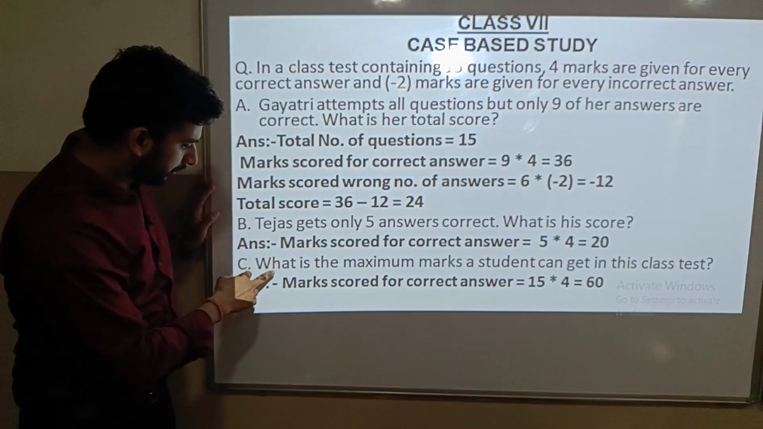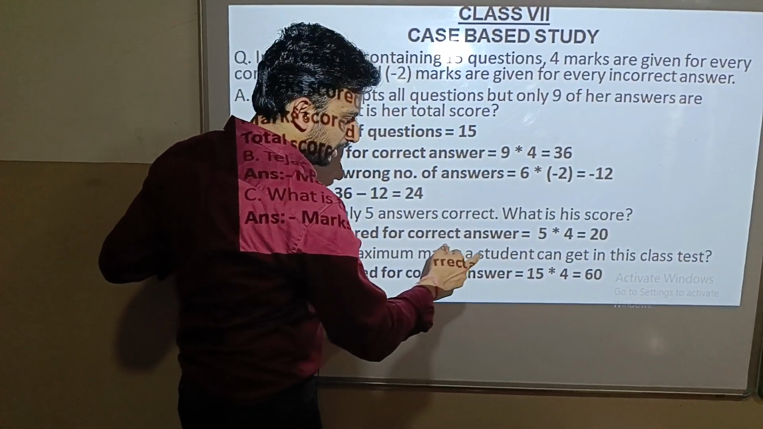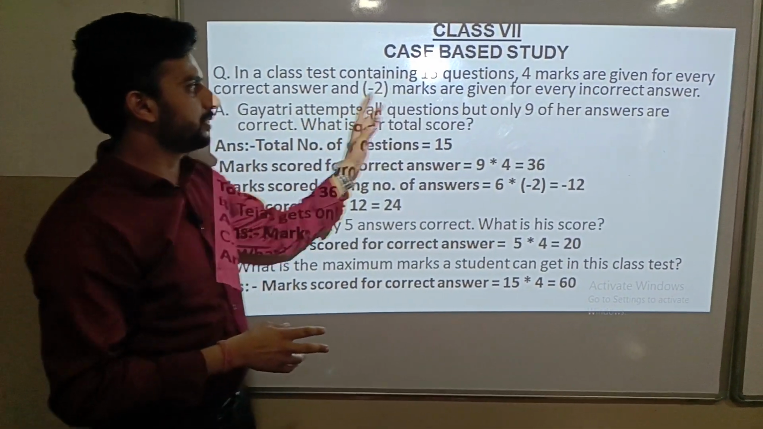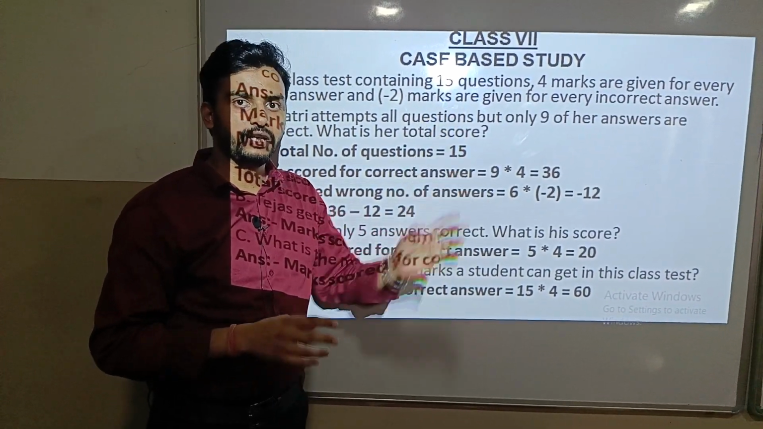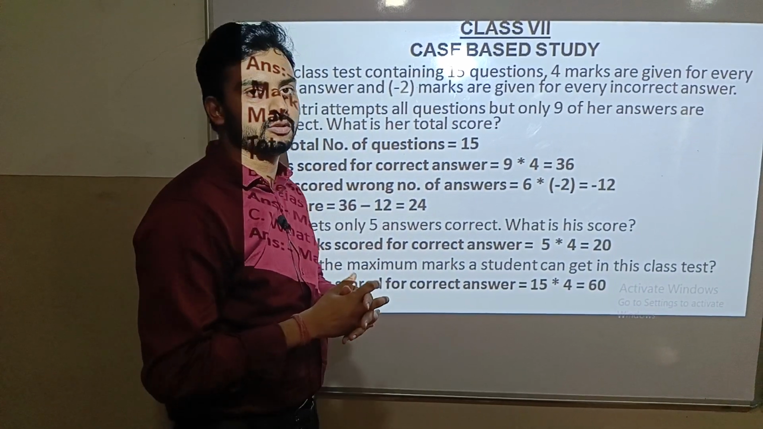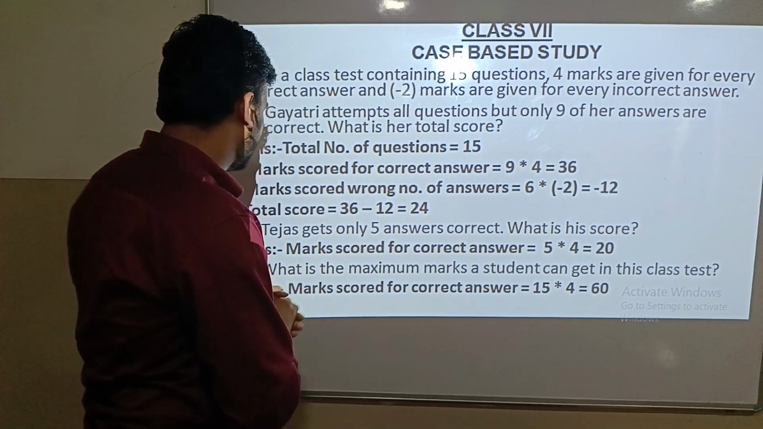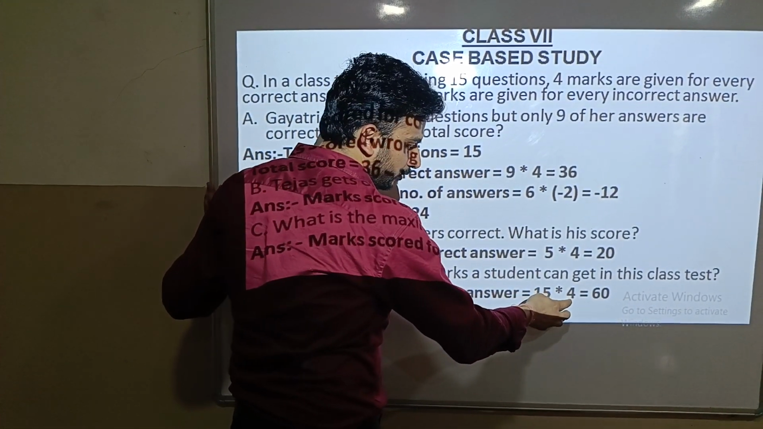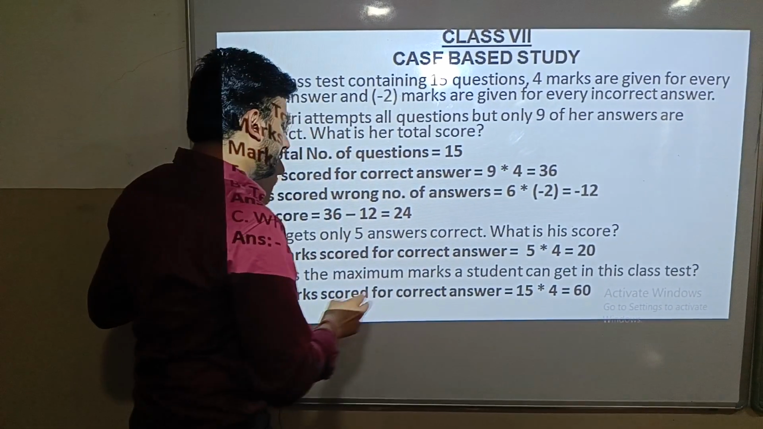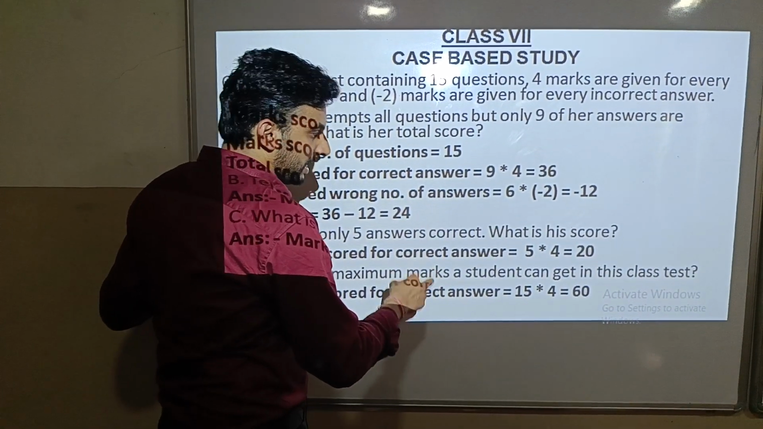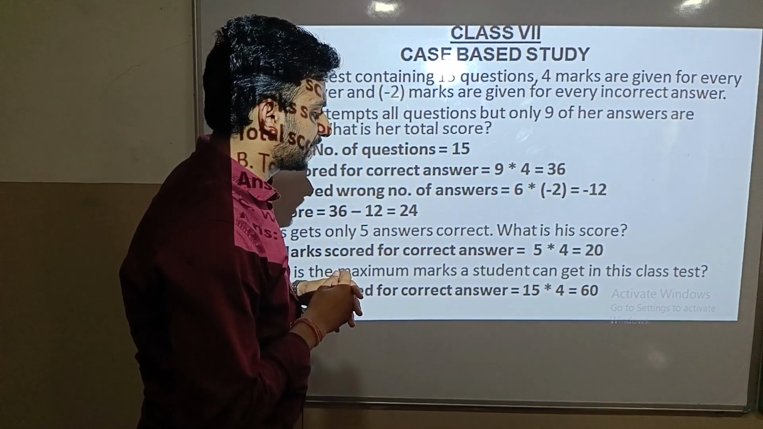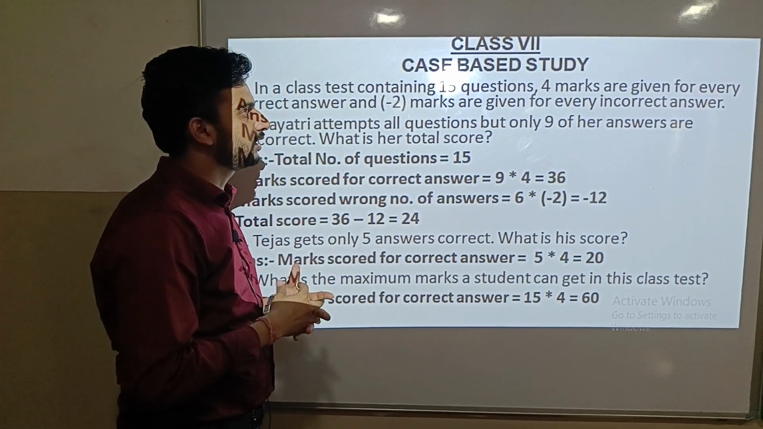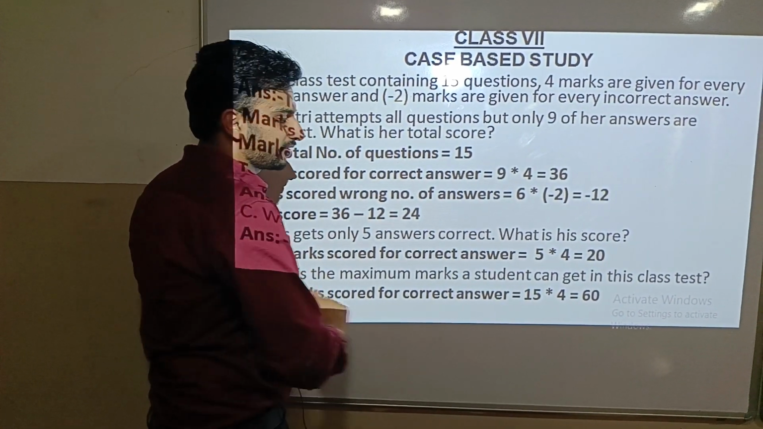Next question is, what is the maximum marks a student can get in the class test? Maximum marks means maximum number of questions given, 15. If he attempts all the 15 questions and all are correct, then the marks scored for all the correct answers will be 15 multiplied by 4. 60 will be the answer. Remember, maximum marks they are asking and no wrong questions are given. So we will consider he or she will attempt all the questions and all are correct. So the marks will be 60.